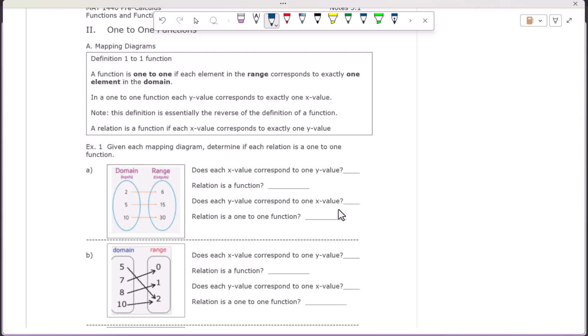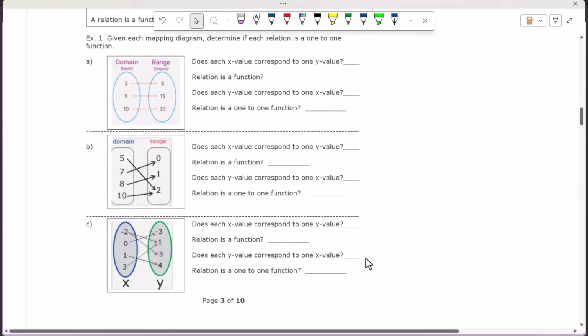And a one-to-one function, the definition is the opposite of what a function is. A function's one-to-one if each element in the range, or the output, corresponds to exactly one element in the domain, the input. So you're just really doing this in reverse. In a one-to-one function, each y value corresponds to exactly one x value. And the definition is essentially the reverse of the definition of a function. A relation is a function if each x value corresponds to exactly one y value.